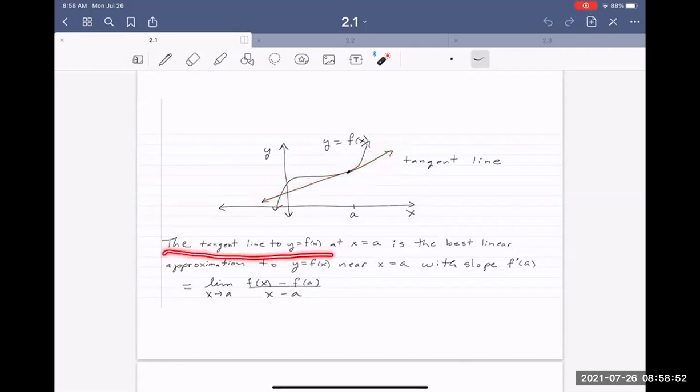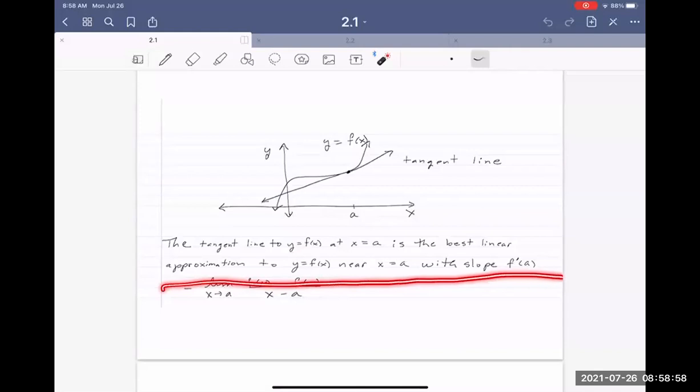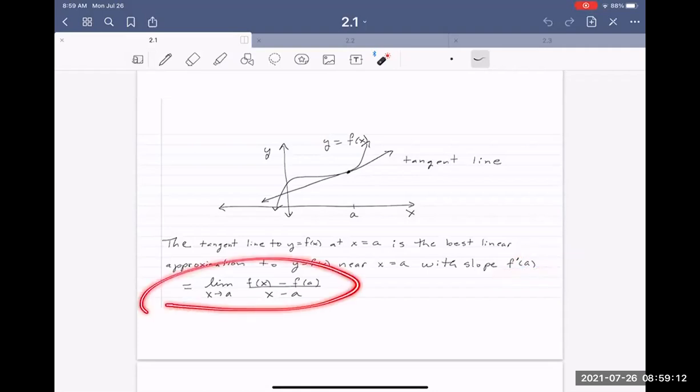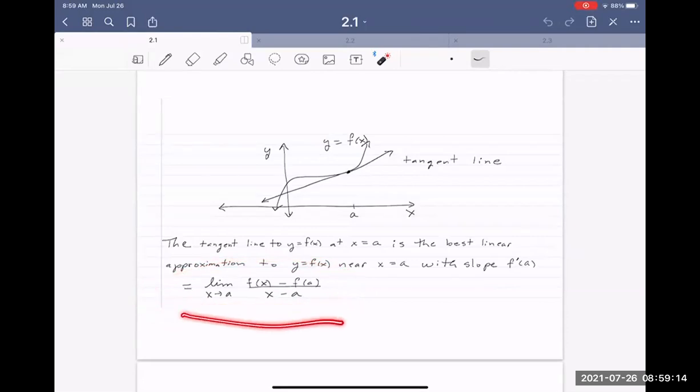The tangent line to y equals f of x at x equals a is the best linear approximation to y equals f of x at x equals a, with slope, and we'll denote the slope here with f, the little prime on top, at a, equaling the limit as x approaches a of the difference quotient, f of x minus f of a over x minus a.